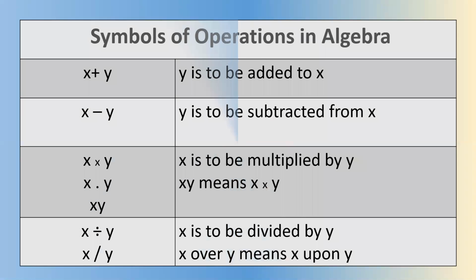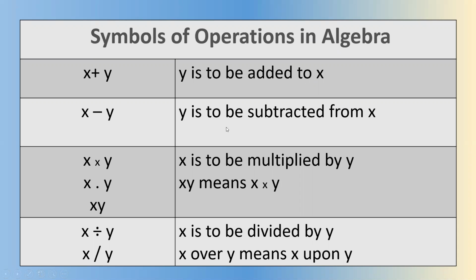So students, symbols of operation in algebra. There are 4 symbols. This plus sign, how can we read in the language of algebra? Here, y is to be added to x. Y is to be added to x. So that means x plus y.